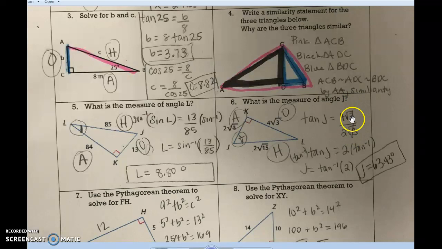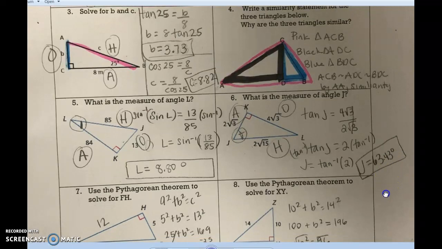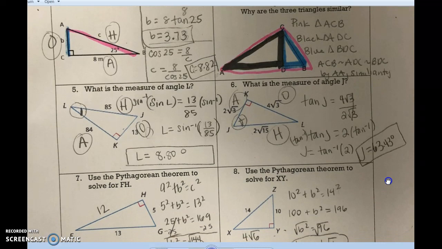I did a little math here, so you can go ahead and cancel out square root of 3 divided by square root of 3, and 4 divided by 2. So that leaves me with 2. Tangent of J equals 2. Remember, what do we do to undo a trig function? You do its inverse, tangent inverse, on both sides. So we get tan inverse of 2, which is 63.4 degrees, or 63 degrees, depending upon if the question asks you to round it to the nearest degree.